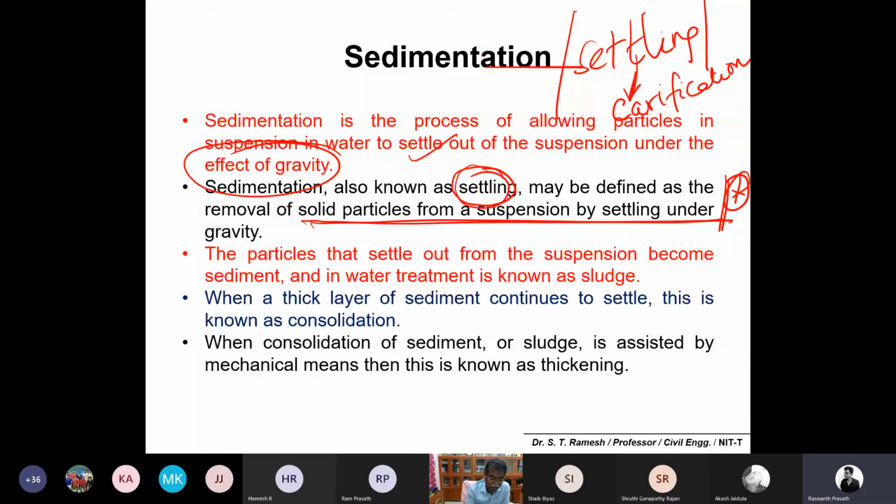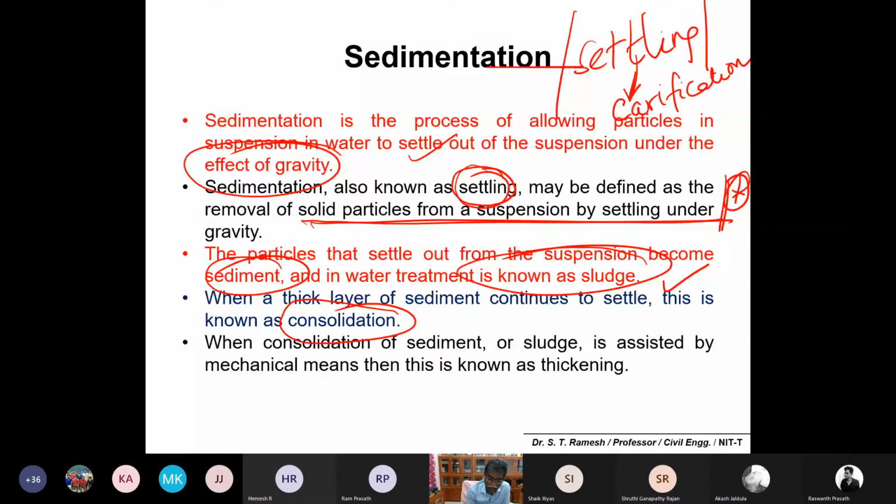When a thick layer of this sludge continues to settle, this process is also called consolidation. Please make a note: a thick layer of sediment continues to settle at the bottom of the sedimentation tank, and this is known as consolidation. This consolidation may not happen automatically. It may be assisted by mechanical means. Then this is known as a thickening process.